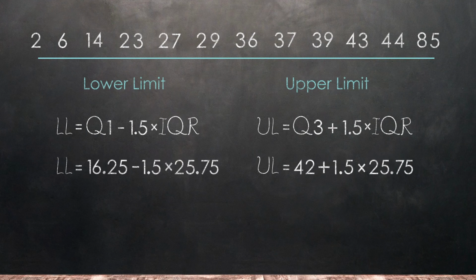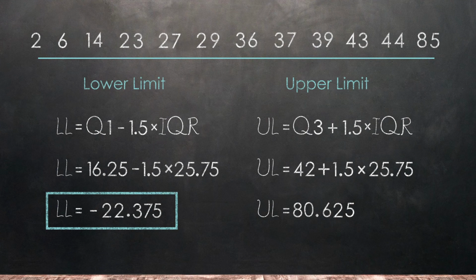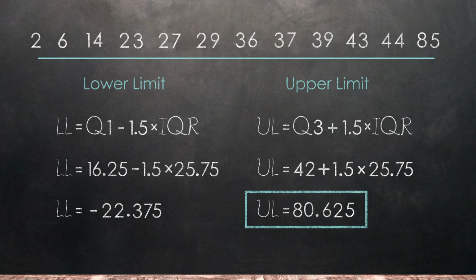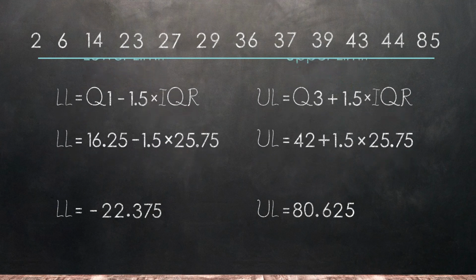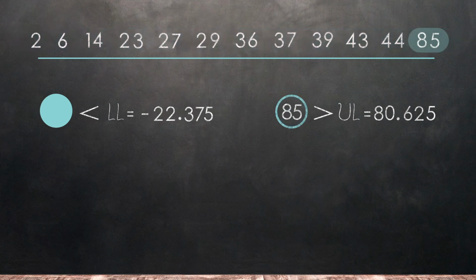Substituting in the appropriate values, we get a lower limit of negative 22.375 and an upper limit of 80.625. This means any numbers in our list that are less than negative 22.375 or more than 80.625 are considered outliers. In this case, 85 is the only outlier we have.